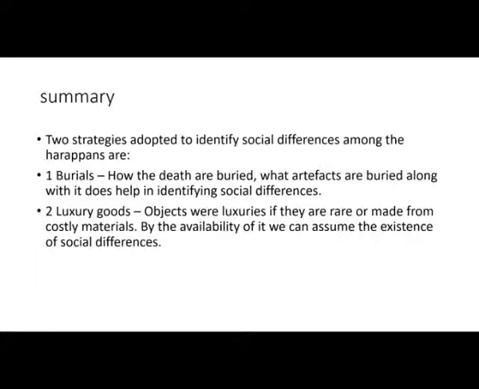Second, luxury goods. Archaeologists assume objects were luxuries if they were rare or made from costly materials or with complicated technologies. By the availability of these, we can assume the existence of social differences. For example, towns like Harappa and Mohenjo-daro have large evidence of luxury goods, whereas smaller settlements like Kalibangan did not.